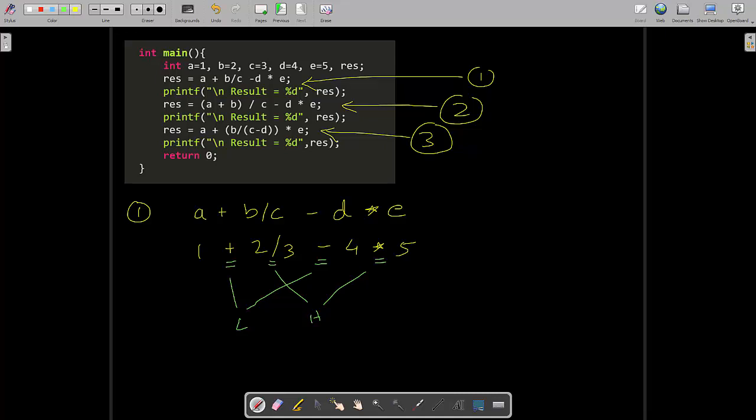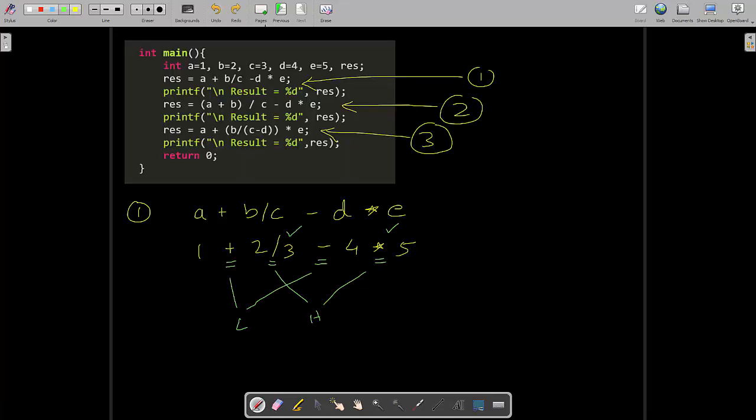Even amongst them, since both of them have the same precedence, associativity comes into the picture. If you remember, except for the unary operators, that is the pre-increment operator, and the conditional and assignment operators, everything else is from left to right. So from left to right, that means this will be executed first and then this will be executed. So let us solve it. I will just erase these things.